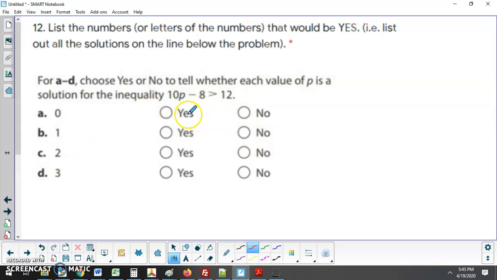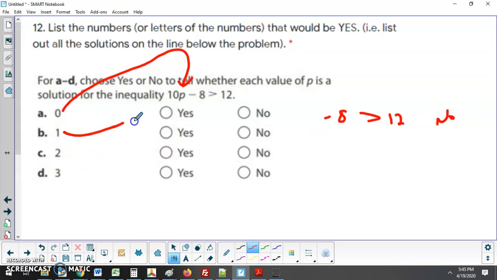All right, so there's a couple ways you could do this, but one way you could do it is just plug your numbers in and see if it's true. So plug 0 in. 10 times 0 is 0, minus 8 is negative 8. Is that greater than 12? That's obviously not true. Then you could do this again, put 1 in. 10 times 1 is 10, minus 8 is 2. Is 2 greater than 12? No, that is also not true.